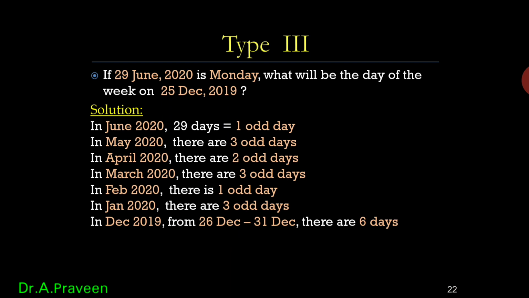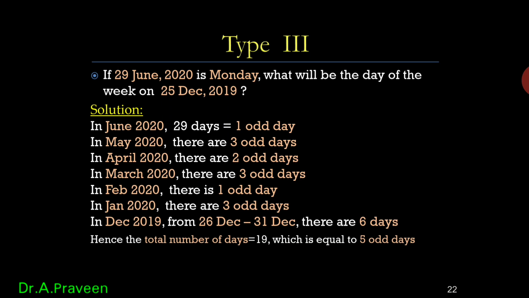Now in December, it is enough if we calculate the number of odd days starting from 26th December till 31st December. So how many days are there? There are 6 days. So we have started from 26th December till 29th of June in 2020, and we have written the number of odd days in each month. Now we shall calculate the total. 1 plus 3 is 4, 4 plus 2 is 6, 6 plus 3 is 9, 9 plus 1 is 10, 10 plus 3 is 13, 13 plus 6 is 19, and 19 is equivalent to 5 odd days, because 19 when divided by 7, the remainder is 5.